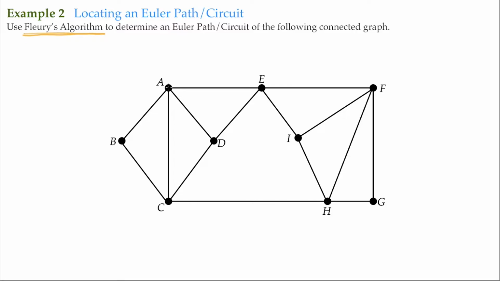This has 1, 2, 3, 4, so this is degree 4, degree 2, degree 4. This has degree 3, so here's an odd vertex. Degree 4, degree 4, degree 2, degree 4, and degree 3. So we have exactly two odd vertices, so there's going to be an Euler path.